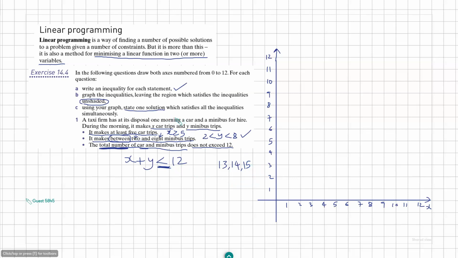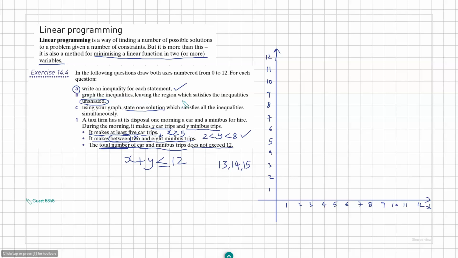So now you have your inequalities. What are your inequalities again? X greater than or equal to 5. 2 less than Y less than 8. X plus Y less than or equal to 12. Okay, so you have answered this A part.